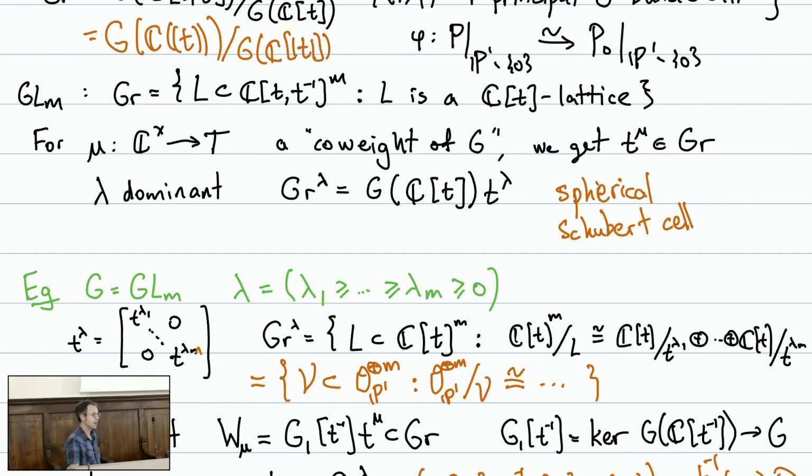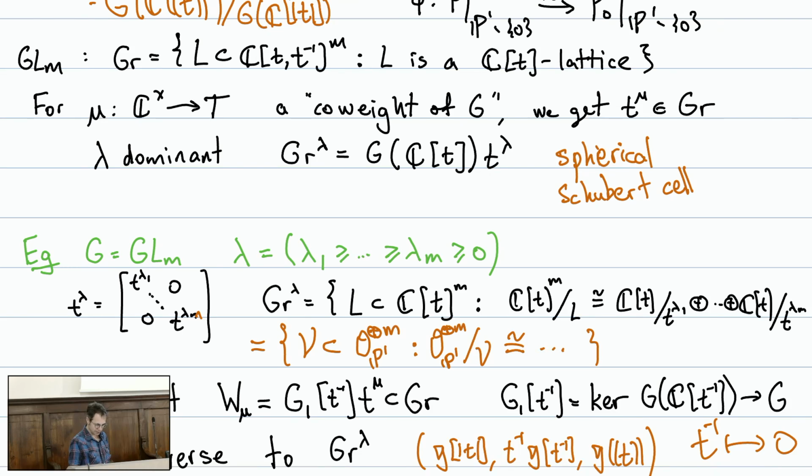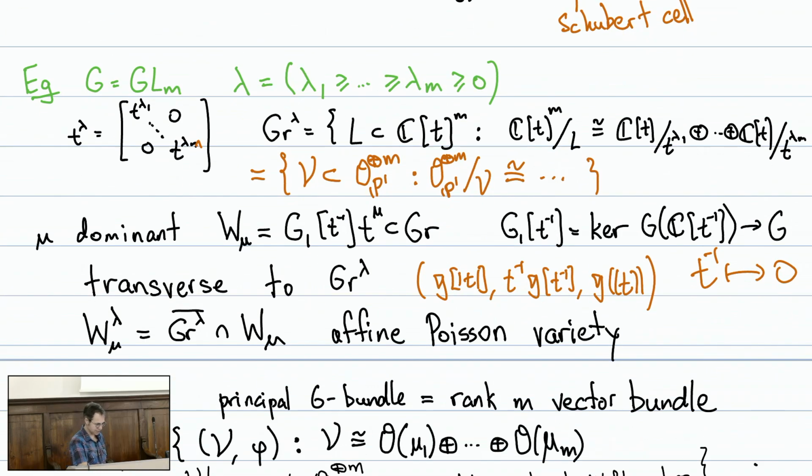Then we needed these opposite things called W mu, which will be finite codimensional orbits. They're going to be orbits of a different group, which is G1[t inverse], the kernel of this evaluation homomorphism sending t inverse to 0. And these are a set of Schubert cells that are transverse to the Gr lambdas. Then we formed the intersection of the closure of Gr lambda with W mu, and we called it W lambda mu. I didn't really explain why, but I claimed that these were affine Poisson varieties.